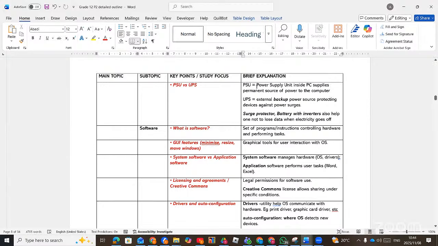Then you must also look out for surge protectors and batteries with inverters. You can also use them as an alternative to the UPS. So if they ask you how you can protect your work from being lost when the power goes off, you can also mention surge protectors and then batteries with inverters. Right. Now, let's move on to the other ones also.